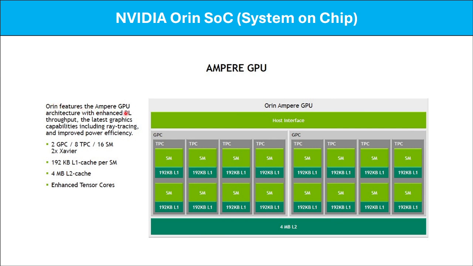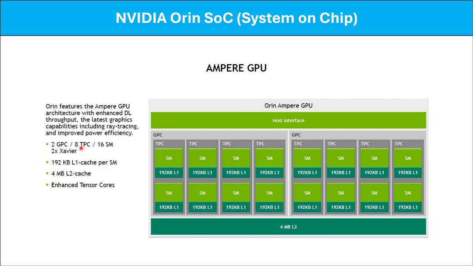Orin features the Ampere GPU architecture with enhanced DL throughput. I'm not sure what this DL means. The latest graphics capabilities, including ray tracing. Yes, ray tracing is also present in classical GPU units, and improved power efficiency. This is very interesting. Maybe these cores are more power efficient inside this system on chip than classical ray tracing cores. So, as we say, 2 GPCs, inside of them there are 8 TPCs.